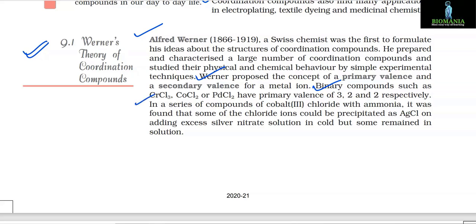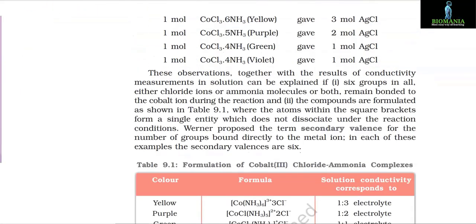In a series of compounds of cobalt(III) chloride with ammonia, it was found that some of the chloride ions could be precipitated as AgCl on adding excess silver nitrate solution in cold, but some remained in solution. 1 mole of CoCl3·6NH3, that is yellow in color, gave 3 moles of AgCl. 1 mole of CoCl3·5NH3, that is purple in color, gave 2 moles of AgCl. 1 mole of CoCl3·4NH3 is green in color, gave 1 mole of AgCl, and again 1 mole of CoCl3·4NH3, that is violet in color, gave 1 mole of AgCl.